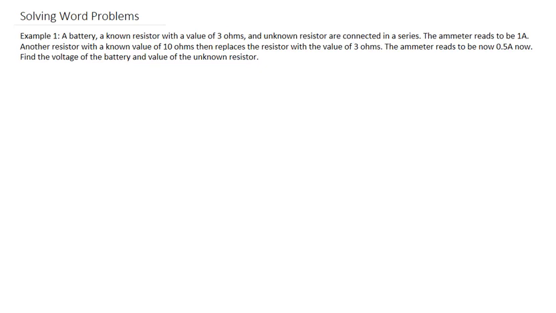Solving word problems. Example 1. A battery, a known resistor with a value of 3 ohms, and an unknown resistor are connected in series. The ammeter reads 1 amp. Another resistor with a known value of 10 ohms then replaces the 3 ohm resistor. The ammeter now reads 0.5 amps. Find the voltage of the battery and the value of the unknown resistor.